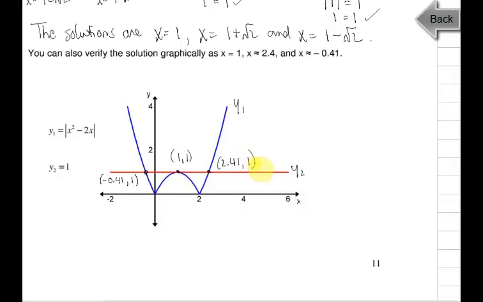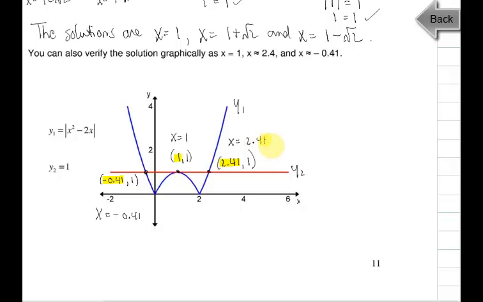Okay, so what are we concerned with? We're concerned with our x coordinates. So this one, and this one. All right. So we get that x here is equal to negative 0.41. We get that x is equal to 1 here, and we get that x is equal to 2.41 here.